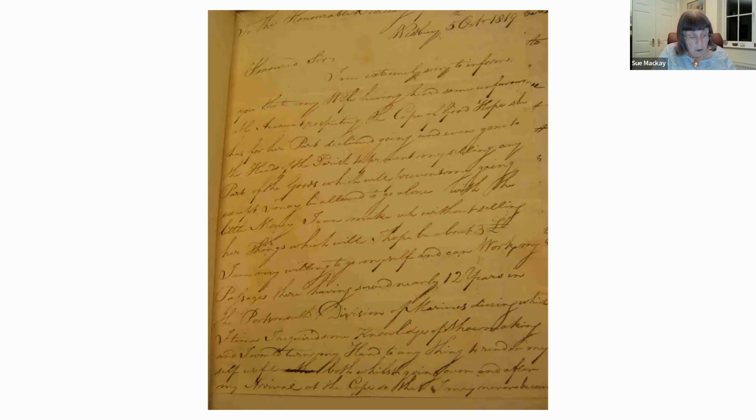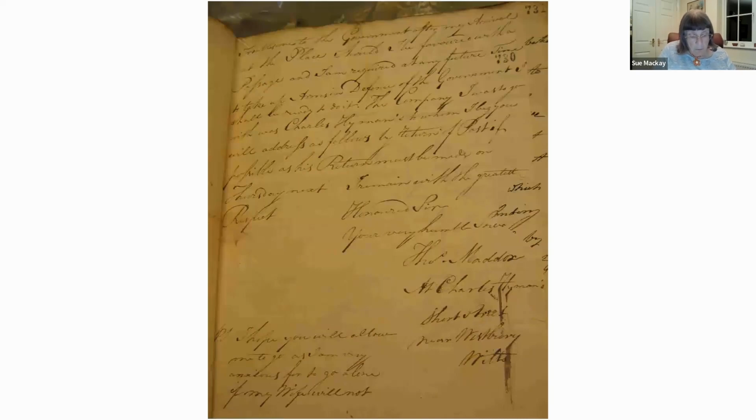I am very willing to go myself and can work my passage there, having served nearly 12 years in the Portsmouth Division of Marines, during which time I acquired some knowledge of shoemaking, and I would turn my hand to anything to render myself useful, both whilst going over and after my arrival at the Cape, so that I may never become troublesome to the government after my arrival at the place. Should I be favoured with a passage, and I am required at any future time to take up arms in defence of the government, I shall be ready to do it.